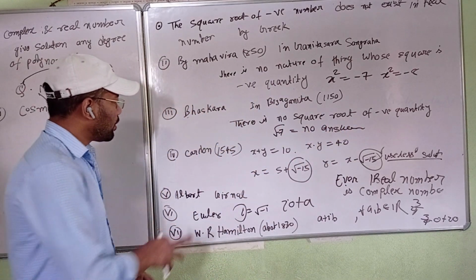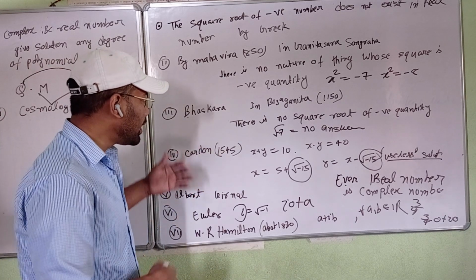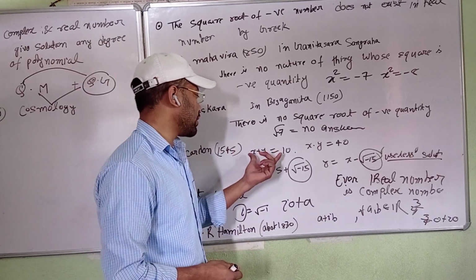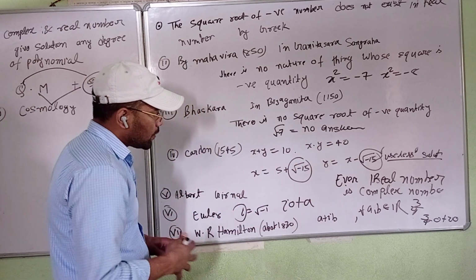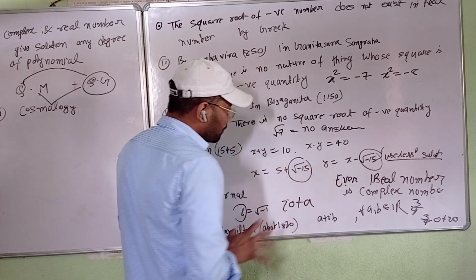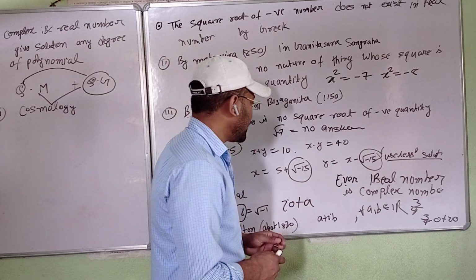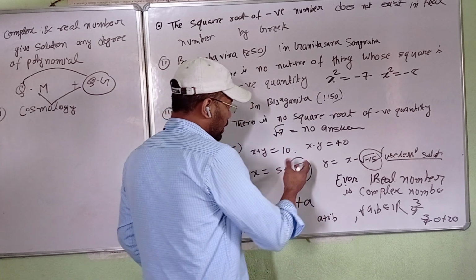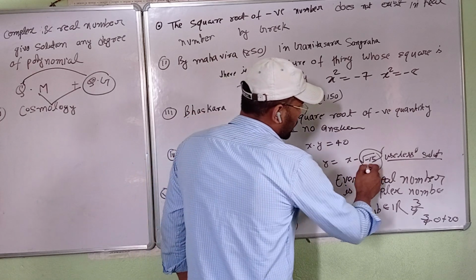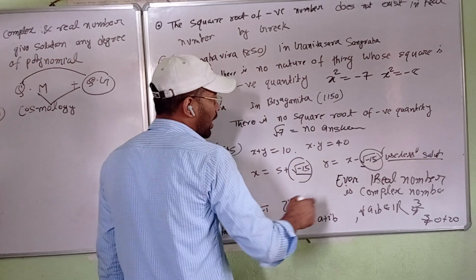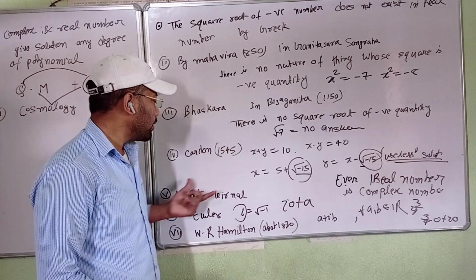The next mathematician was Cardano, and approximately in 1545, while finding the solution of an equation like x plus y equal to 10 and x into y equal to 14, he found a solution like this and this. They fit the equation, but actually there was no such thing in existence at that moment of time. That's why he himself called this solution a useless solution. But that's okay at that time.